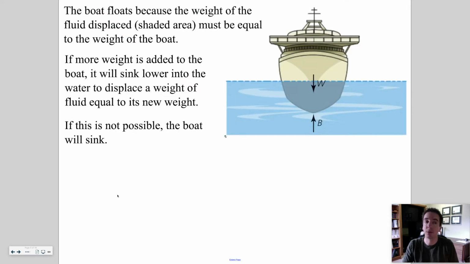Okay, so here we've got floating. The boat floats because the weight of the fluid displaced right here, that's that shaded area, must be equal to the weight of the boat. If more weight is added to the boat, it's going to sink lower into the fluid, so lower into the water, to displace a weight of fluid equal to its new weight. If this is not possible, so it can't displace that much fluid, then at that point the boat will sink.